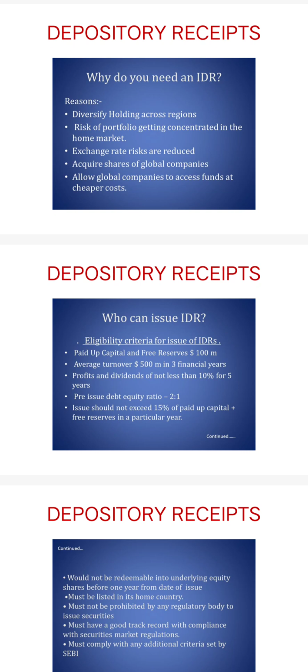Next is, who can issue IDR? Paid up capital and free reserves of $100 million, average turnover of 50 million in a financial year. Second thing is profit and dividend of not less than 10% for 5 years. Next, the pre-issue debt equity ratio is 2:1. The issue should not exceed 15% of paid up capital plus free reserves in a particular year.